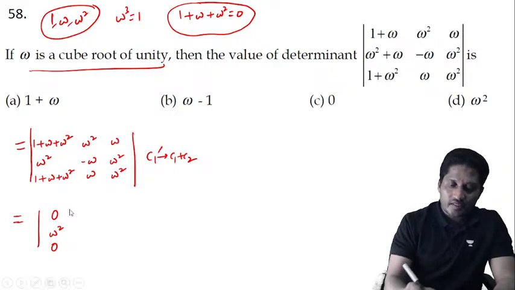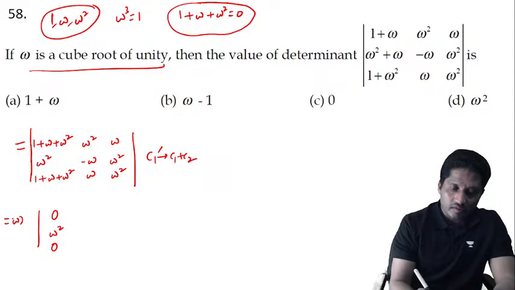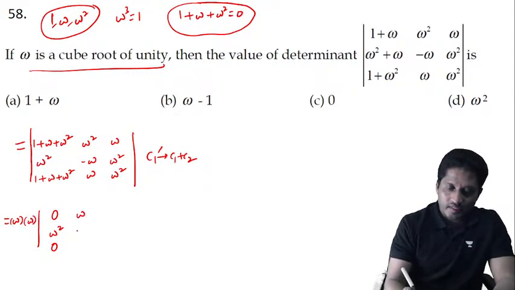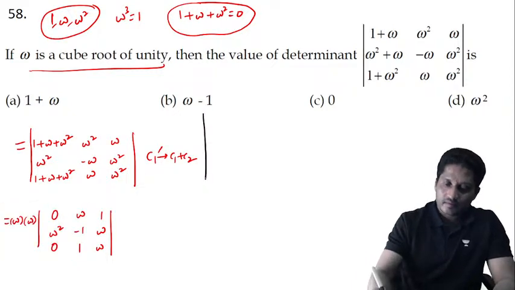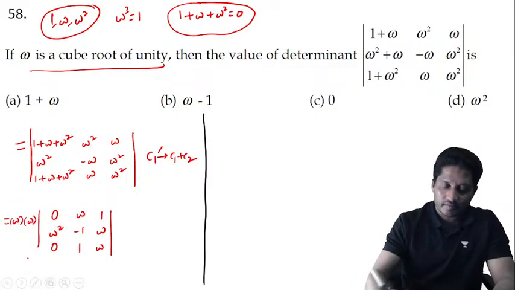Right? In the second row, I take omega common. Third row also you take omega common. Second row you take omega out. Third row also you take omega out. This becomes omega, minus 1 and 1. This is 1, omega and omega. Right, now this is equal to omega square.